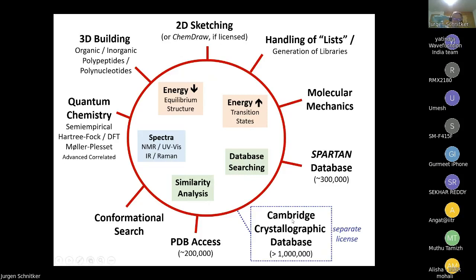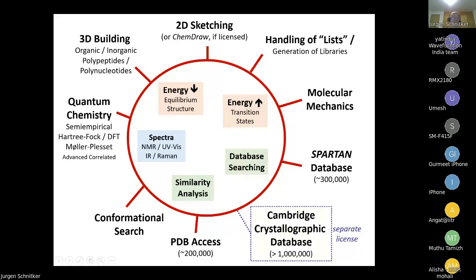The Cambridge crystallographic database, we also seamlessly interface with that. Again, that is a separate license, just like ChemDraw. Very useful these days for people who are into QSAR related studies, because you have over 1 million structures, not so much from the point of view of the crystallography, but simply, what are low energy conformers of organic and organometallic molecules. PDB is a freely available database where you can simply type in the PDB identifier and you will access that.